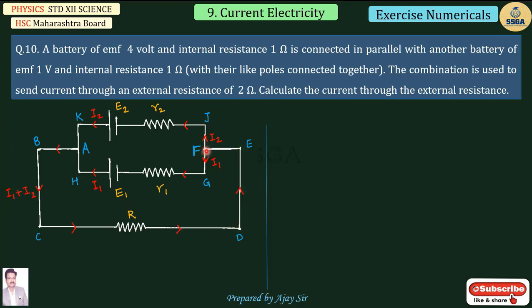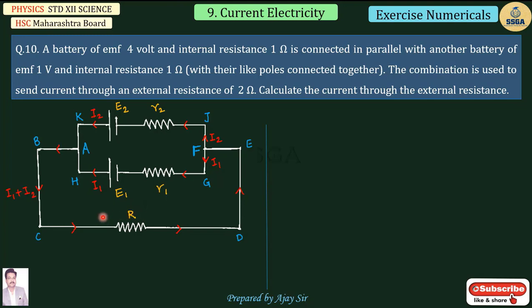The same current will flow through this arm here. Again this current is divided into two parts. The first part is I1, and the second part is I2. I1 current will flow to the internal resistance R1, and I2 current will flow to the internal resistance R2. So to find the value of current flowing through the external resistance, that is I1 plus I2, if we know I1 and I2, then we can easily find the current flowing through the resistance R.